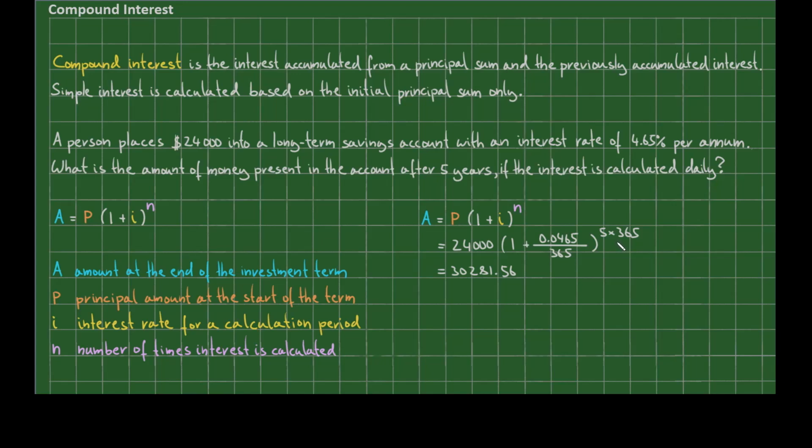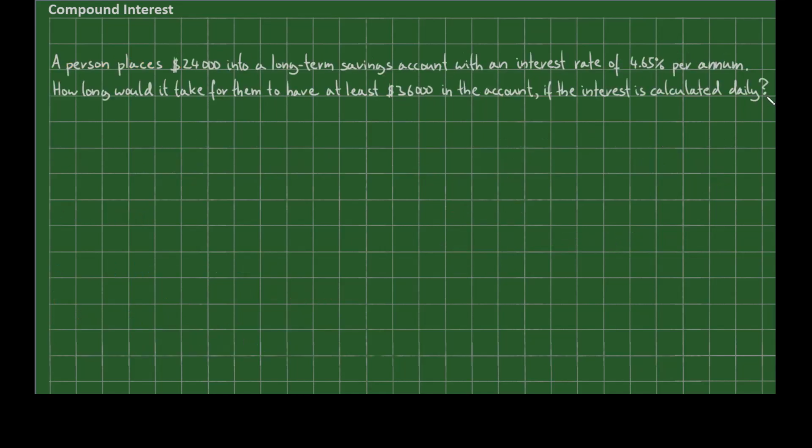At this stage you might be wondering, fantastic, but why are we talking about compound interest in a module on logarithms? Time is the ultimate commodity, and so often the question is not how much money we will have, but how long before we have that money. Let me look at a different question. We are still dealing with the same person and the $24,000, and the interest is still 4.65% per annum. However, this time the question is, how long would it take for this person to end up with at least $36,000 in their account if the interest is calculated daily?